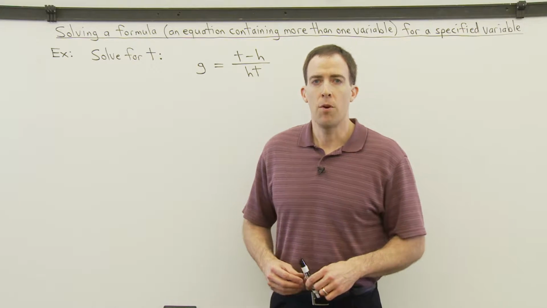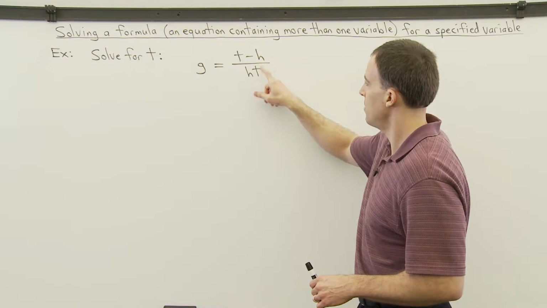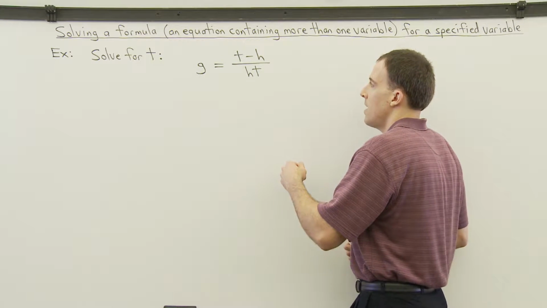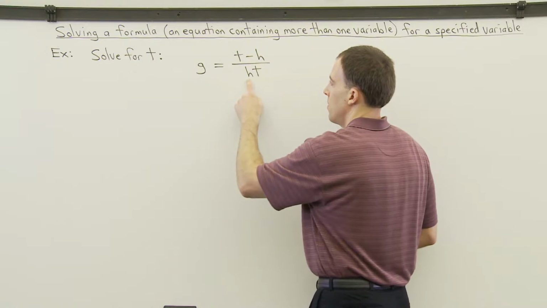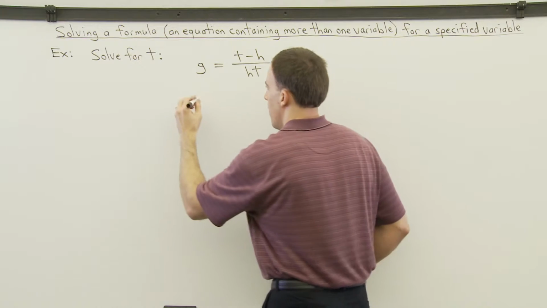In this example, we have a formula, and they're asking us to solve for t. We've got g is equal to (t minus h) over ht. So to start solving for t, we need to clear the fraction. There's a denominator here of ht. We need to multiply both sides by ht in order to clear the fraction.